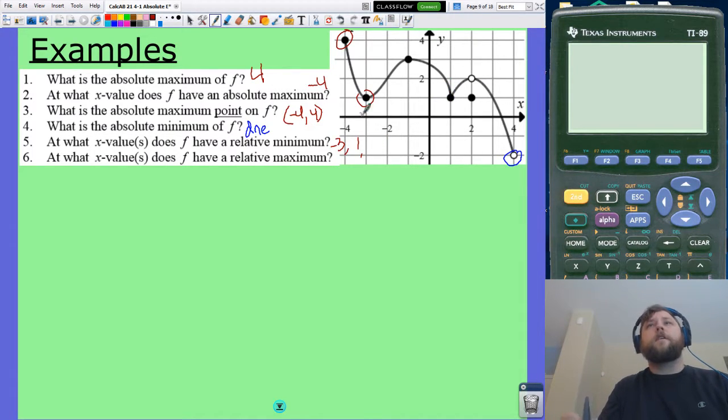All right. Where are the relative maximums? So, okay, it can't be endpoints. This would be a max, but it's no endpoints. And we kind of got a peak right here. So we're going to say x equals -1.